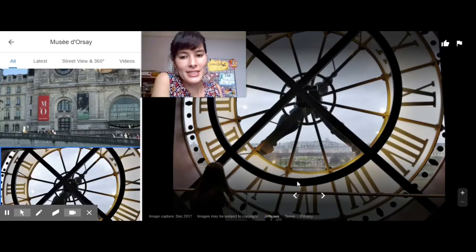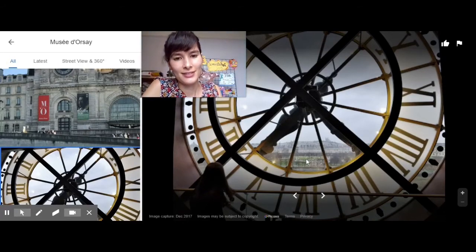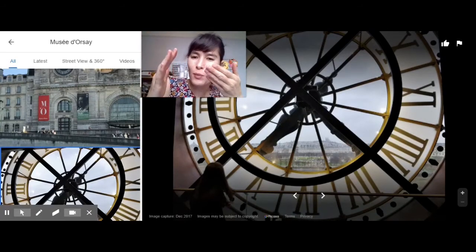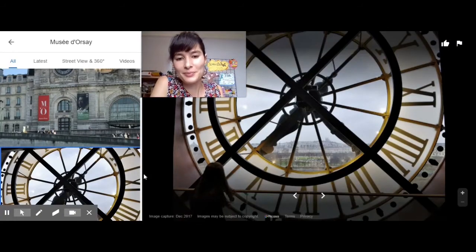This photo, you can see how big it is because that's a person right there. And it's kind of like a window almost. So this is the view from behind the clock. So if you ever wondered what it looks like behind your watch face, here you go.